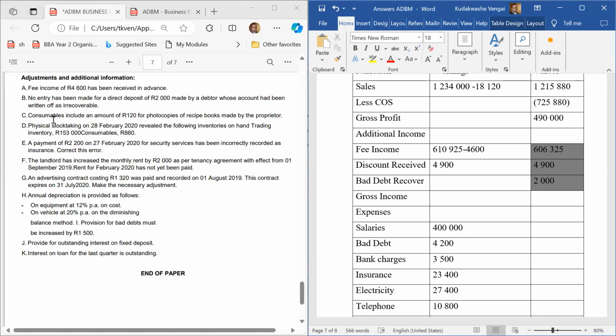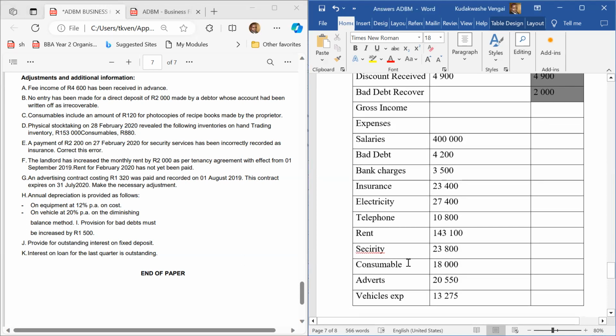Consumables. In consumables include an amount of 120 for photocopies made for receipt books by the proprietor. So according to the accounting entity concept, if the owner of the business uses anything in the business for personal gain, it's not part of business expenses, right? So we need to remove this 120. So on our consumables here, we are saying minus 120 because 120 was not spent by the business, but it was spent by the owner of the business for personal things. So we need to subtract the 120 there.